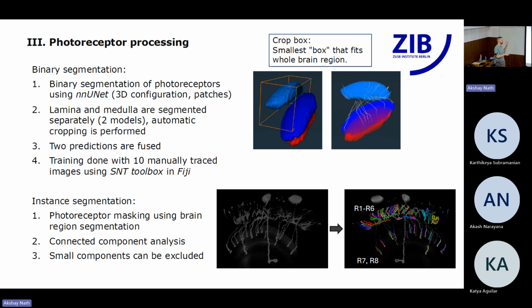To simplify things, we use this brain region channel as a mask, and we mask out everything that is not located within the brain regions. Then we perform the connected component analysis, and small components can be excluded, and this is what we end up with. You can see different colors representing different photoreceptor instances: R1 to R6 in lamina, and R7 and R8 in medulla.